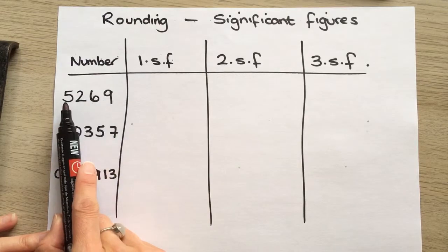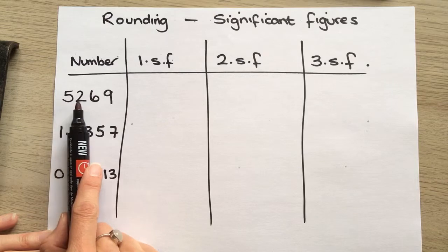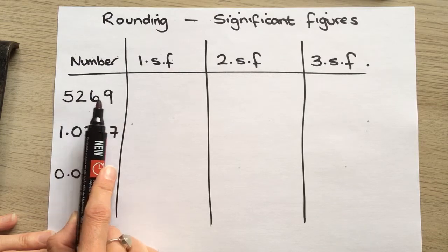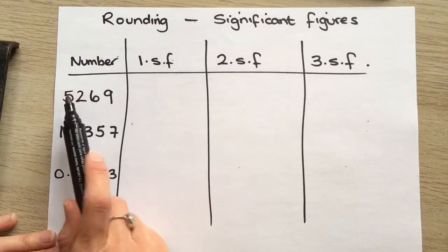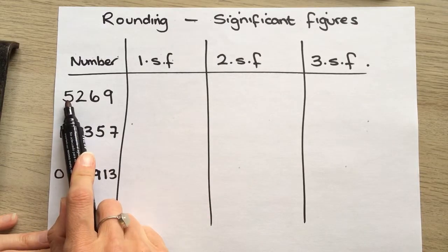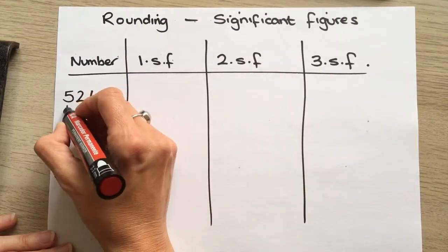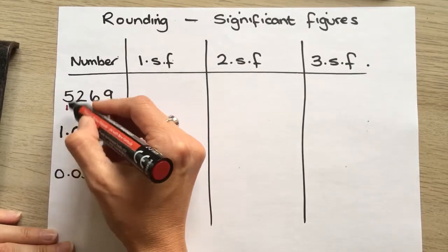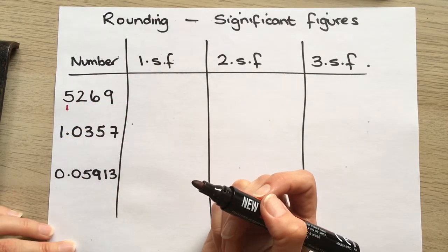If you were told you could have £5,269 and you could have either £5,000, £200, £60 or £9, which one would be the most significant to you? Well, I believe you would want the 5,000. So when we're talking about significant figures, we're talking about the most significant. In this one, the first digit that we get to that is not 0 is the first significant figure.